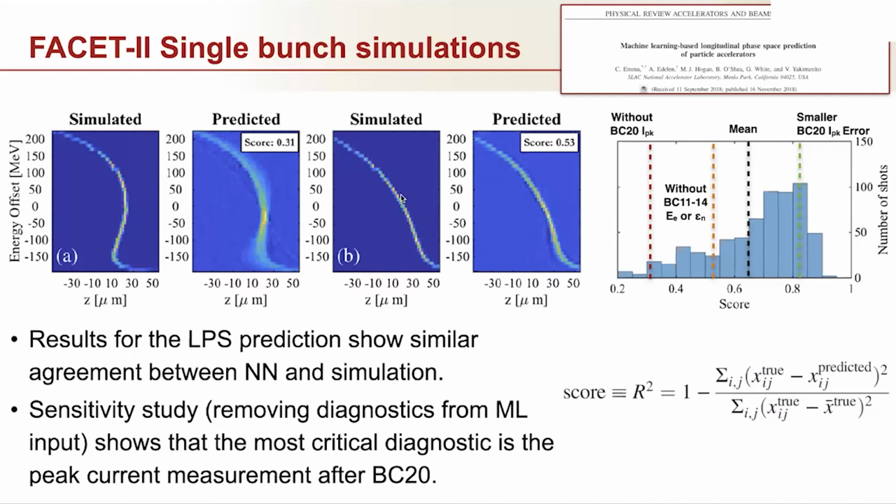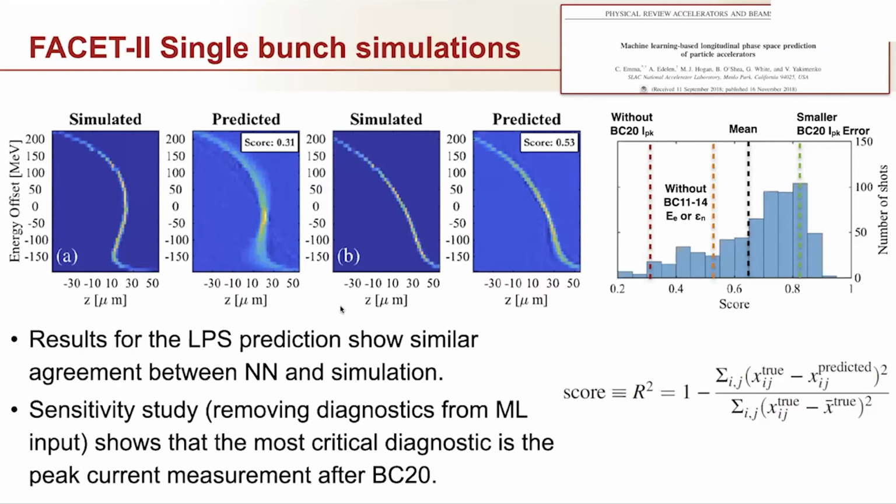Another thing that you can do once you have the model trained up is that you can simply remove one input at a time from the machine learning diagnostic prediction to see which one of the diagnostics is most critical to get the prediction right. And in our case, we can see that without the peak current measurement after BC20, which is the third bunch compressor, the predictions start to get a lot worse.